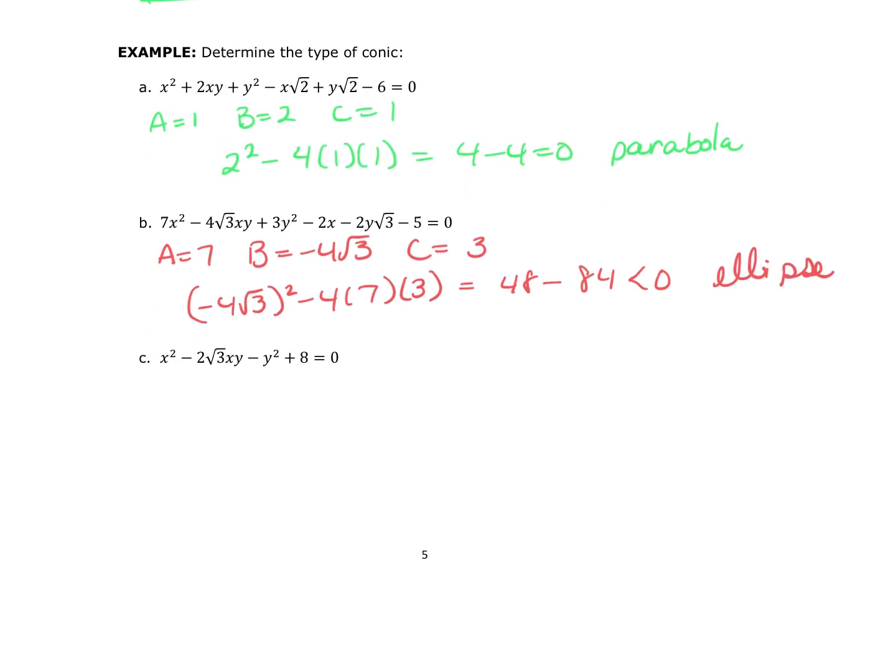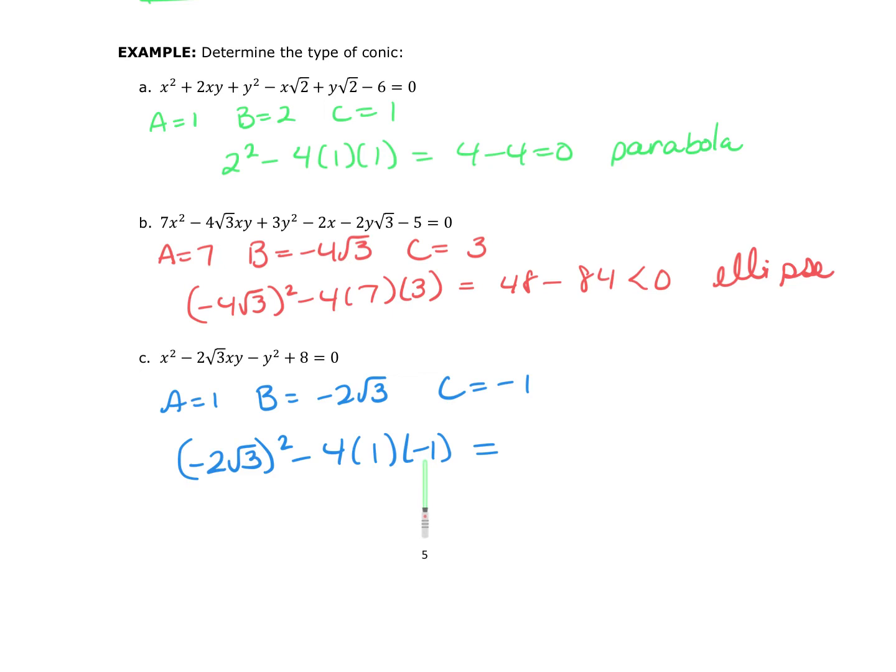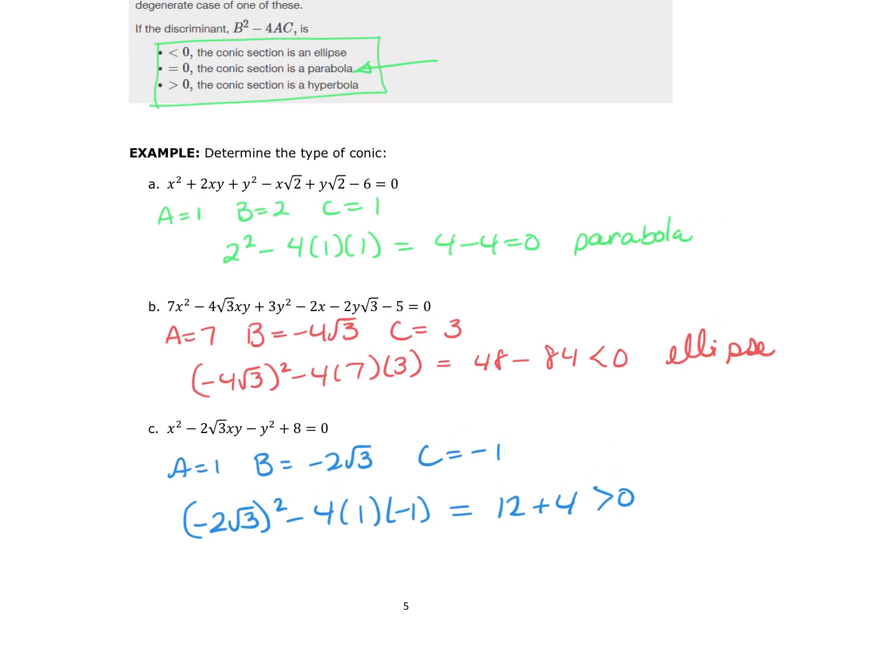Now, on my last example, which we know is C from above, my A is 1, my B is negative 2 square root of 3, and my C is negative 1. So I have B squared, which is negative 2 square root of 3, the quantity squared, minus 4 multiplied by 1 multiplied by negative 1. I don't have to do any work here. Without doing any work, I know that my first term, B squared, will be positive. I can also see that this negative and this negative will make that positive. So I know my answer will be positive, but I'm going to go through this anyway. I have 4 multiplied by 3, which is 12, plus 4, which is greater than 0. By this, we know this is a hyperbola.